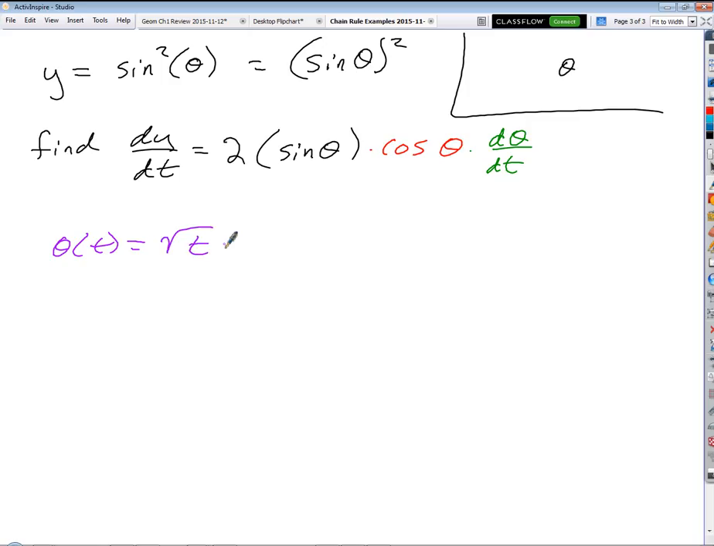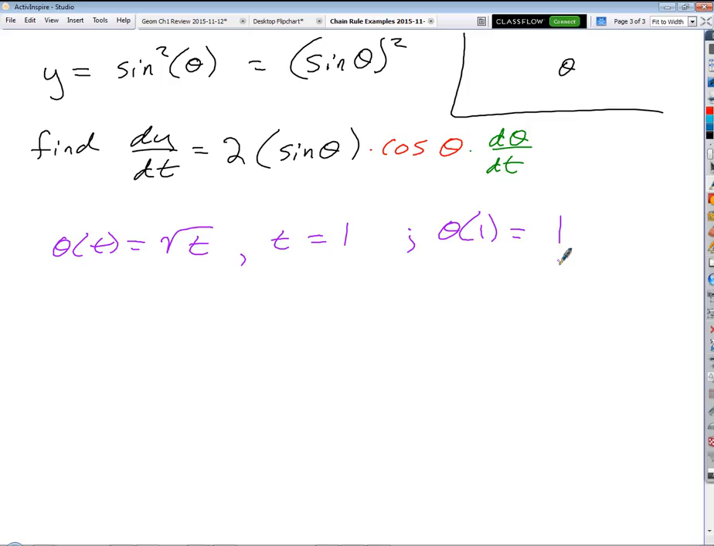Okay, well, so every place I have a theta then, I could plug in the square root of t, right? So then they might also say, let's calculate this when t equals 1. Then would you agree that theta of 1 is equal to 1, right? Okay, well, what is theta prime of t?